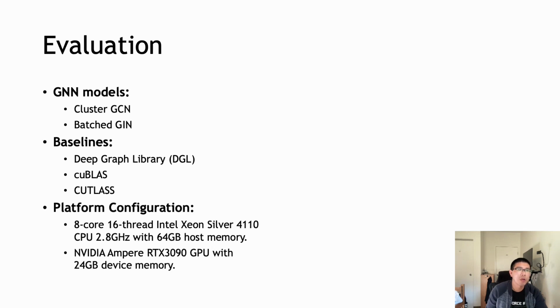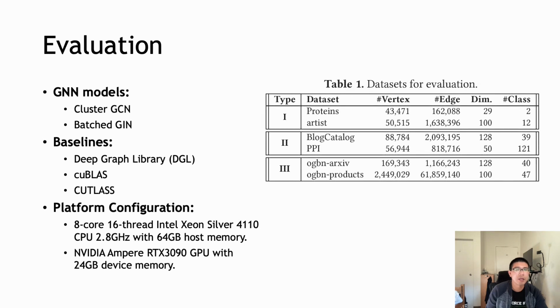For platform, we choose a desktop server with 8-core 16-thread Intel Xeon CPU with 64 GB host memory. And our GPU device is the NVIDIA Ampere RTX 3090 with 24 GB device memory. For dataset, we cover 3 different types of dataset with different vertices, edges, as well as the dimension and output classes.